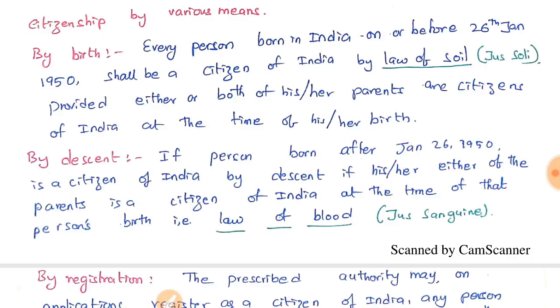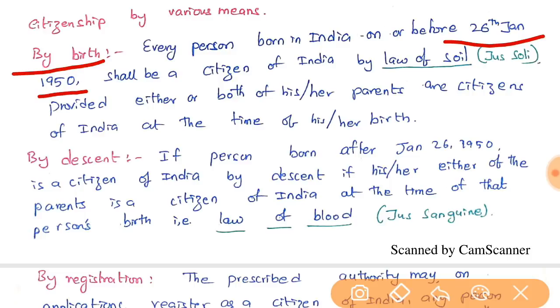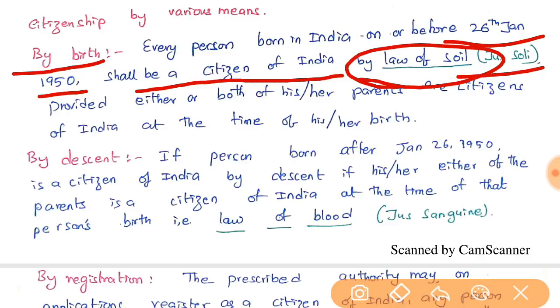So how can we acquire this citizenship? You can acquire this citizenship by various means, mainly by birth, friends. If you are born in India on or before 26th January 1950, then you shall be a citizen of India by law of soil. This is called jus soli.